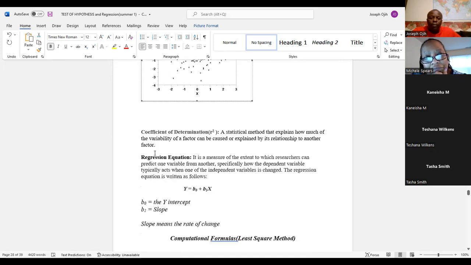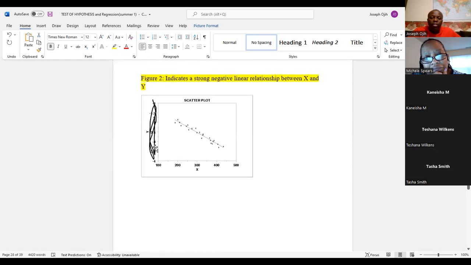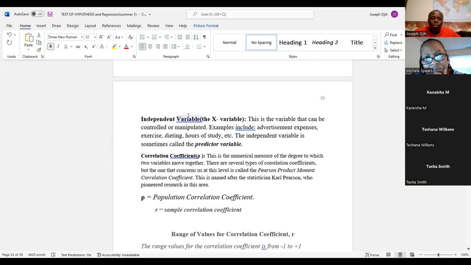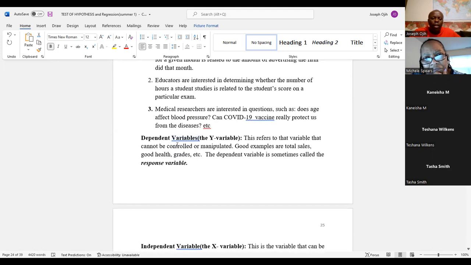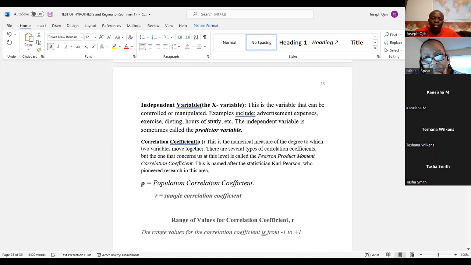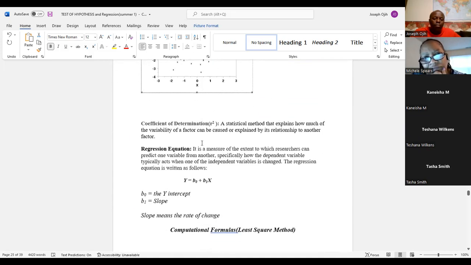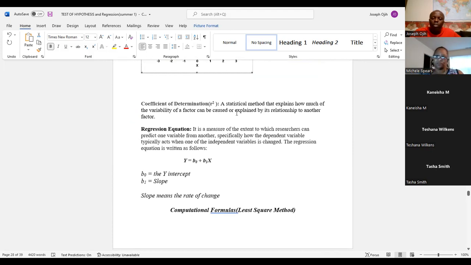Now, we can look at some common terms we use when we do regression and correlation. One is the correlation coefficient that I've already mentioned; we use R to represent the sample correlation coefficient. And I have explained what the dependent variable, or Y variable, and the independent variable mean. Now let's look at more terms. We have the coefficient of determination. This one tells us how much of the variability of a factor can be explained by its relationship with another factor. Don't worry, when we do an example, I'll use it to explain more.